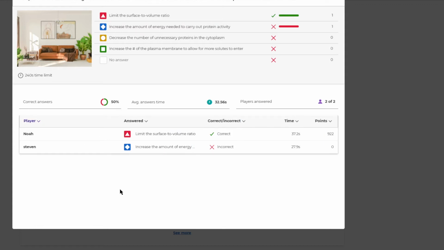Okay, so what it's asking for is how for a cell to survive and do what it needs to do and get the resources it needs, what's the factor it must have? And it must limit the surface to volume ratio. What that means is it has to keep itself from growing too big.